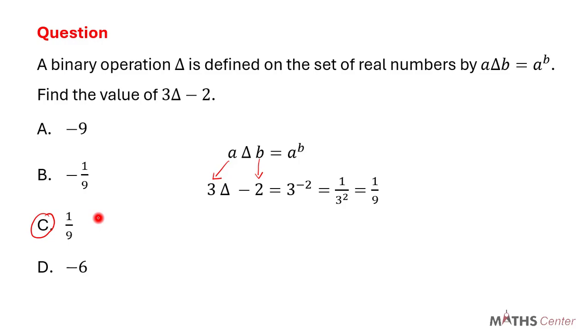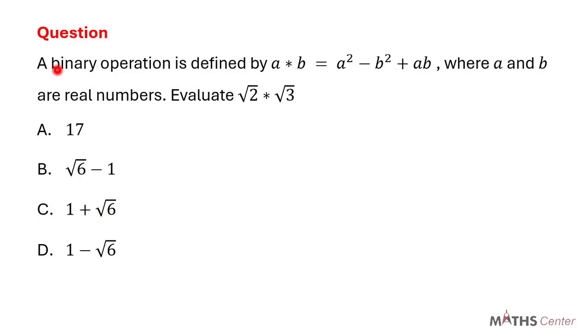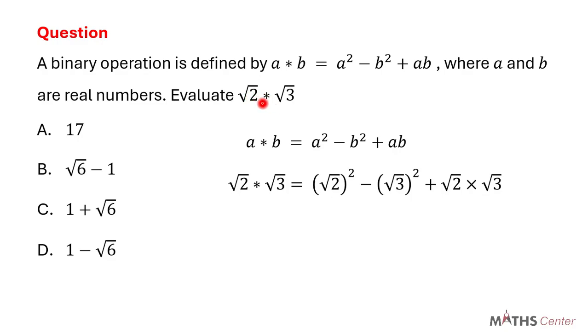Let's consider the next question. A binary operation is defined by A star B is equal to A squared minus B squared plus AB, where A and B are real numbers. Evaluate square root of 2 star square root of 3. The definition of the operator star is A star B is equal to A squared minus B squared plus AB. And we want to find square root of 2 star square root of 3. So by comparison, we can see that A is square root of 2 and B is square root of 3.